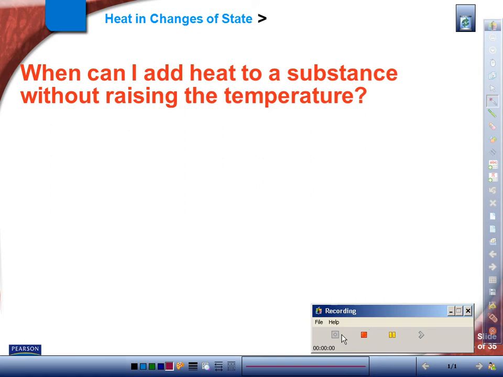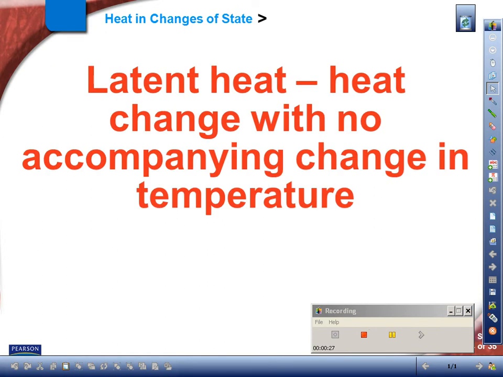If we heat something but we don't change the temperature, when does that happen? It happens whenever we're changing state or phase. And that means going from a solid to a liquid, or a liquid to a gas, or in the other direction. Anytime we're changing state, temperature doesn't change because all of that energy goes into changing the bonds, either breaking them or rearranging them. Now we call that latent heat.